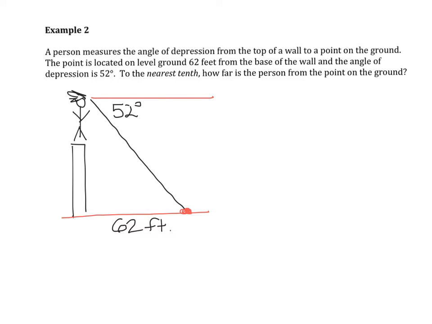To the nearest tenth, how far is the person from the point on the ground? So how far the person is from the point on the ground is this line right here. That serves as the hypotenuse of a right triangle. And as we just took a look at before, the angle of depression is equal to the angle of elevation. We're going to need to assign that 52 degrees inside that right triangle in order to set up our trig ratio.